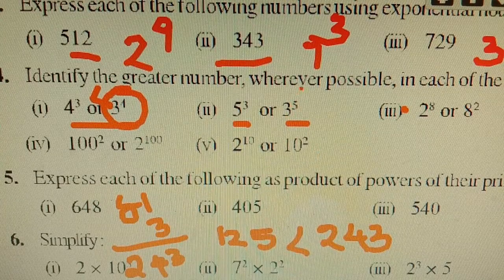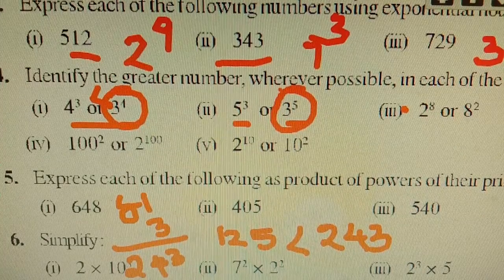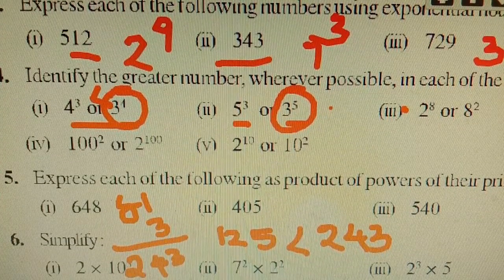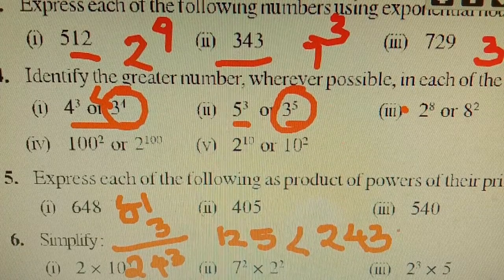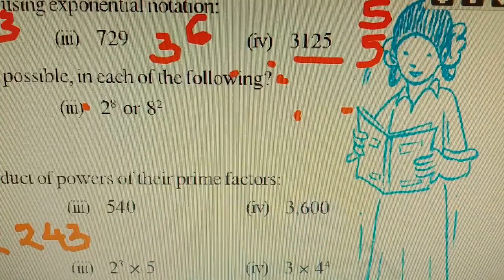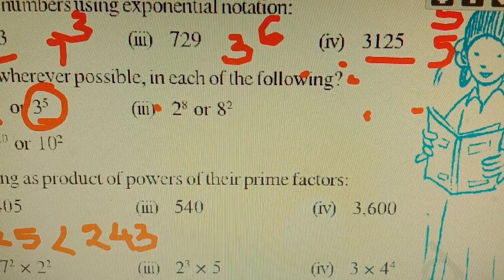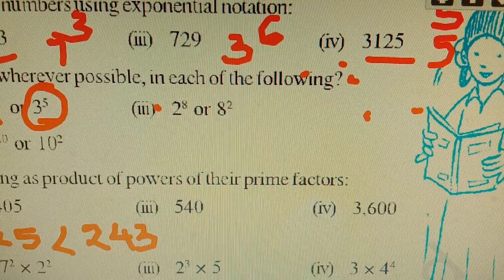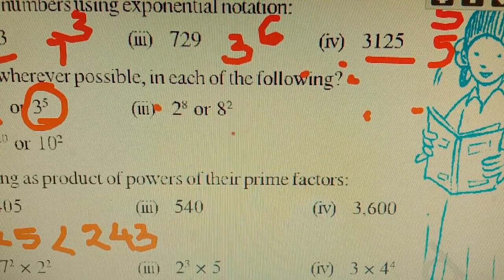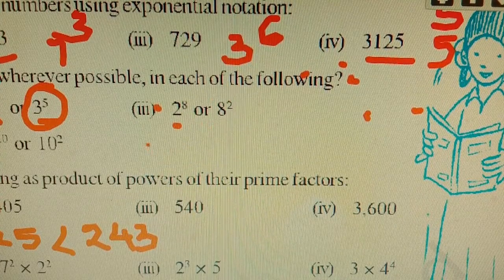Now next one. 2 to the power 8 or 8 to the power 2. Which is greater? 2 to the power 8 or 8 to the power 2. Which is greater? Then here we can see 2 to the power 8 means 256. For the last question we find that 2 to the power 8, that is 256, and 8 square is only 64.